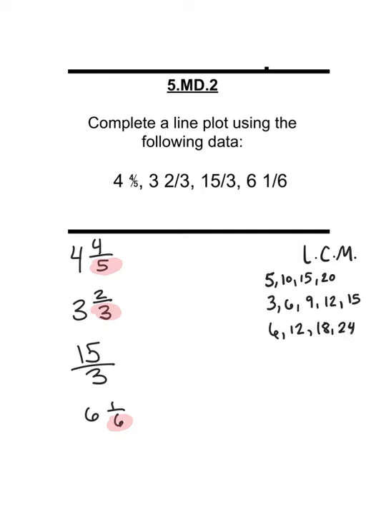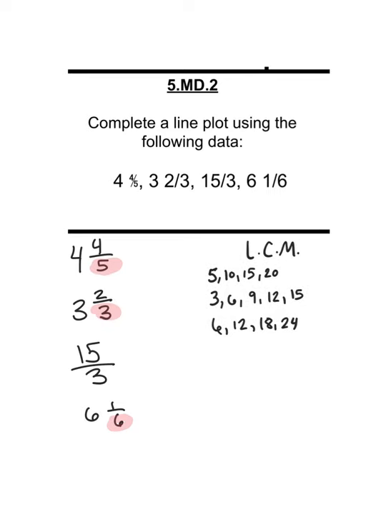Now I need to look at my lists and find the smallest number that's on all 3 lists. At first I was thinking that 15 would be my least common multiple. But then when I look at my list for 6s, I don't see 15 on there, so I'm going to have to keep going. It actually turns out that 30 is the smallest multiple that all of these numbers have in common. So 30 is going to be my common denominator.